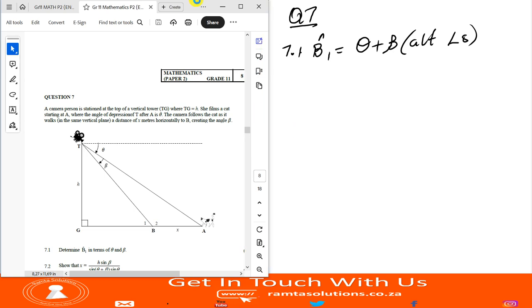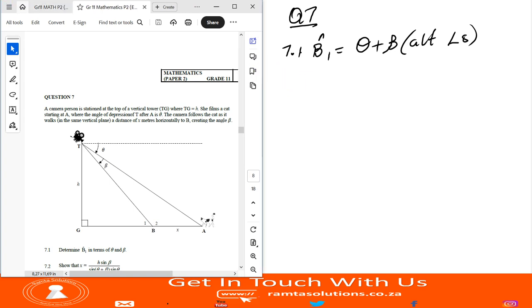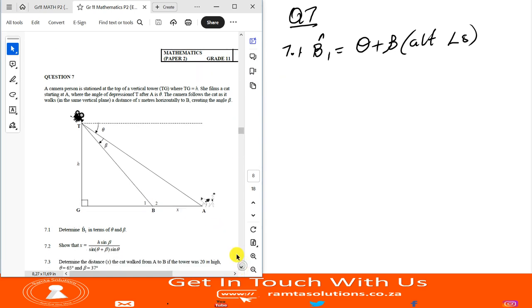Proceeding, we now have: show that x is equal to h sine beta over sine of alpha plus beta, and then sine beta. Okay, where is h? So what we know so far, this is very interesting, guys, very interesting.